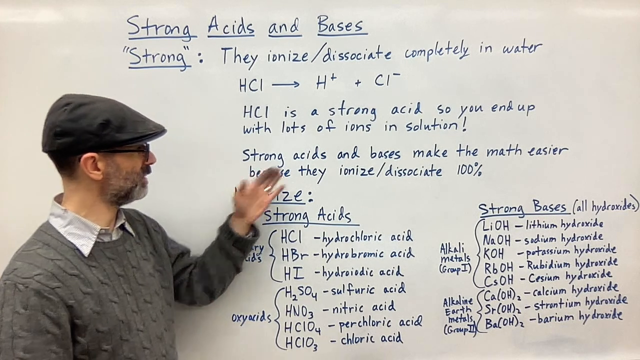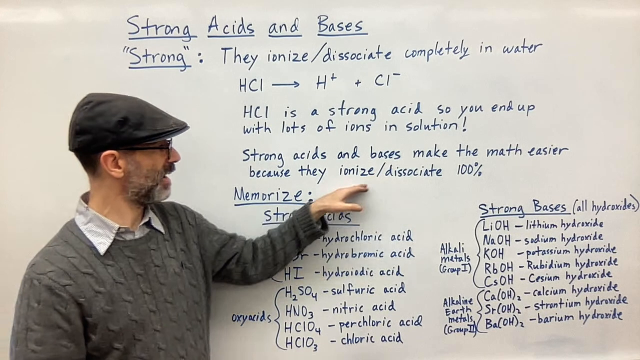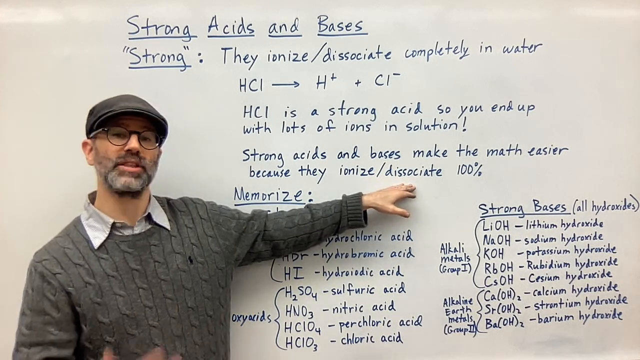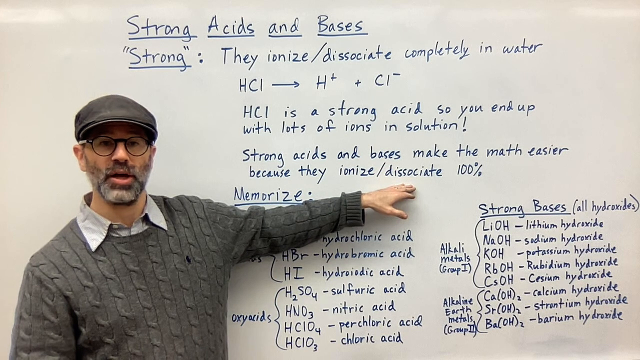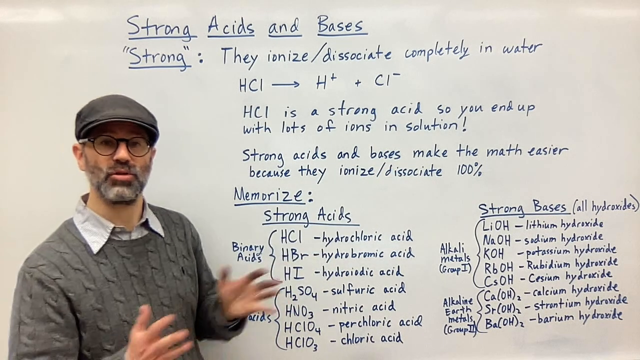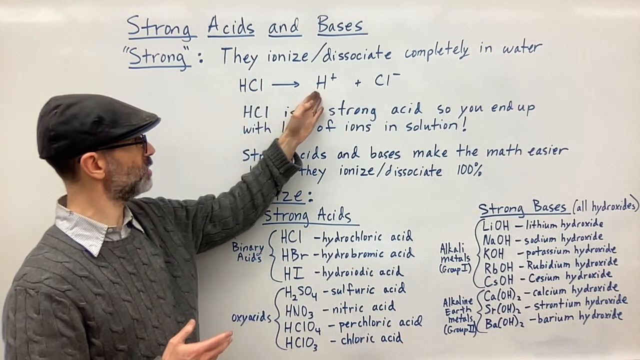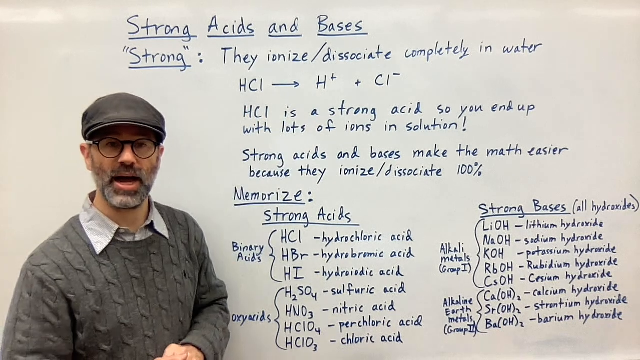So strong acids and bases are going to make the math easier because they ionize or dissociate completely in water. And we'll see that in a later video. So this is going to make math easier because they dissociate completely in water, and we don't need to focus on this. We can focus on how much H plus we have.